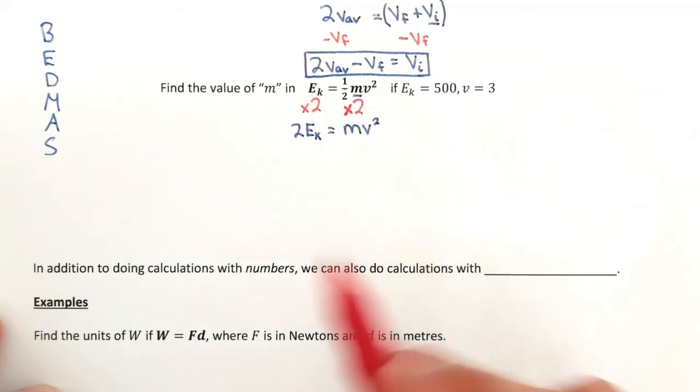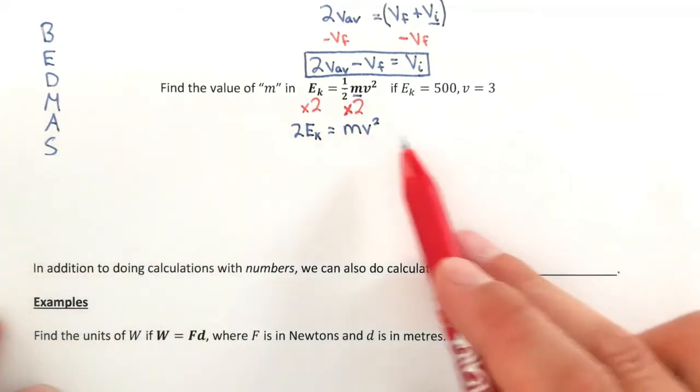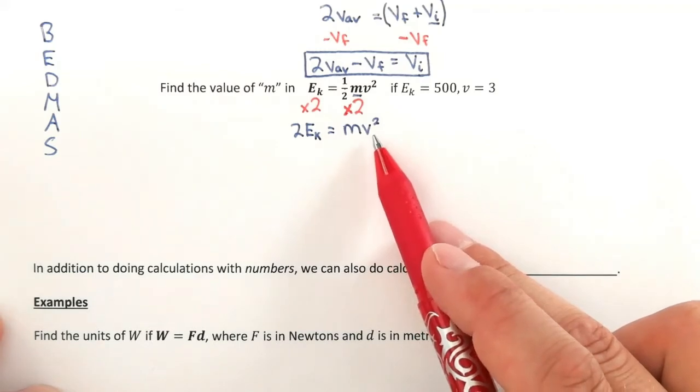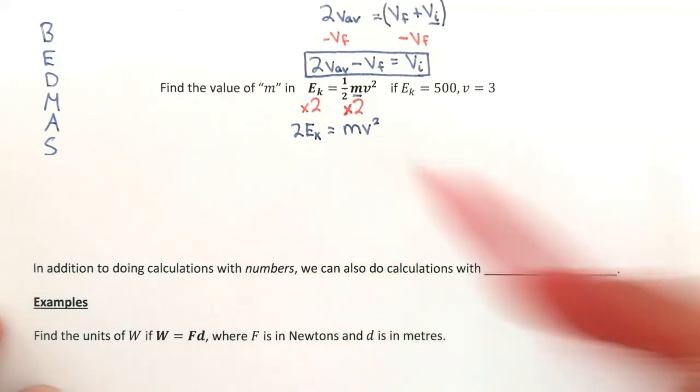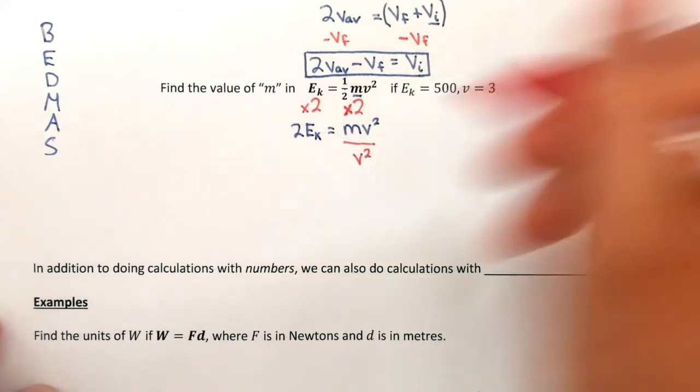So next, is there any other multiplication and division with my m? Yeah, my m is being multiplied by v squared. So I want to undo that. I'm going to divide by v squared.